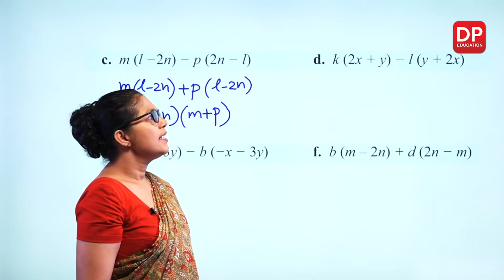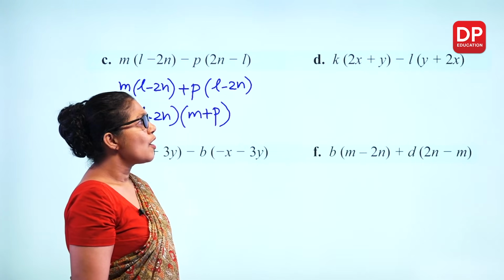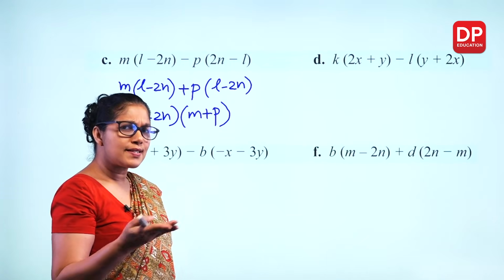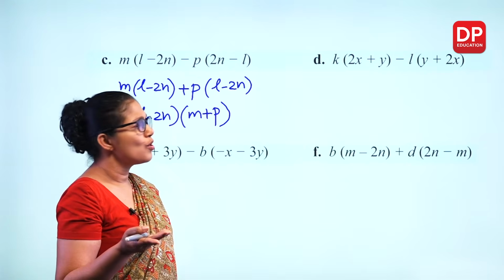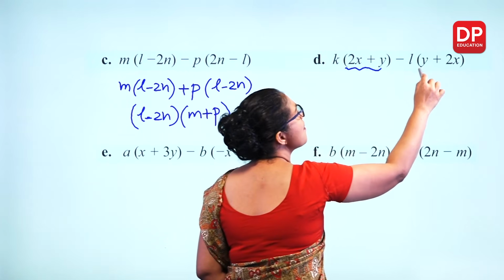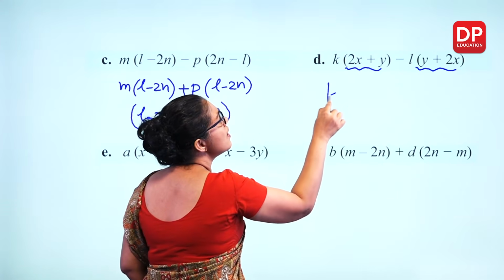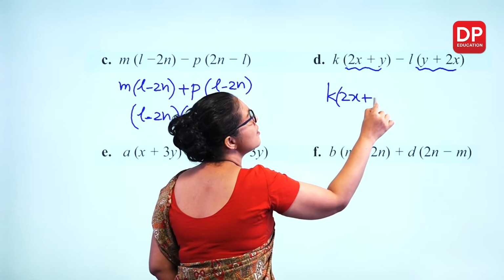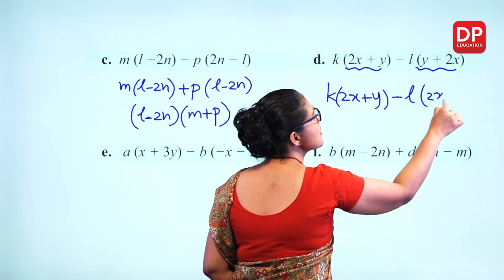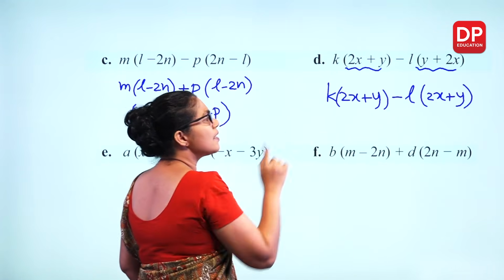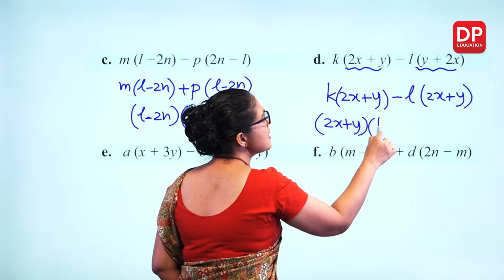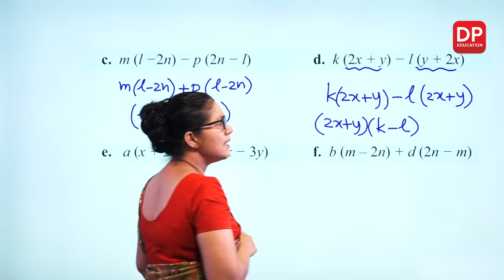2x plus y, y plus 2x. Now this is not negative. So when you get addition, 2 plus 3 is same as 3 plus 2. So here we can see these two terms are the same. You can just write down as it is. You don't need to change the sign. So I can write 2x plus y here. Now 2x plus y, take it out. Remaining part is k minus l.